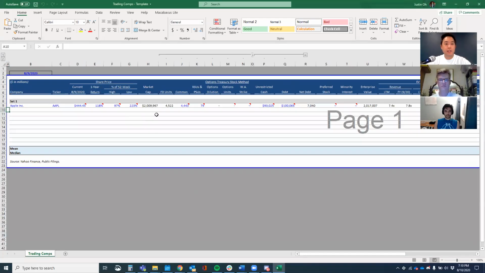Probably new for some of you and basic for others of you. So I did Apple, if you saw in the template. So let me share this template screen. So I did this example on Apple, right?